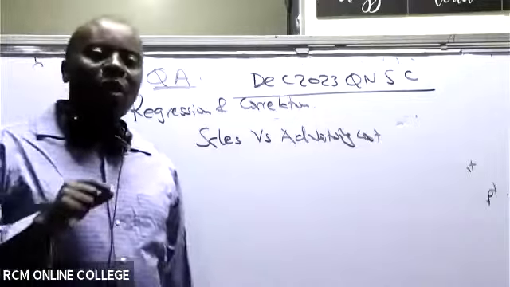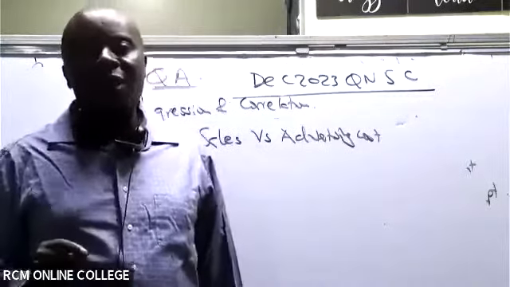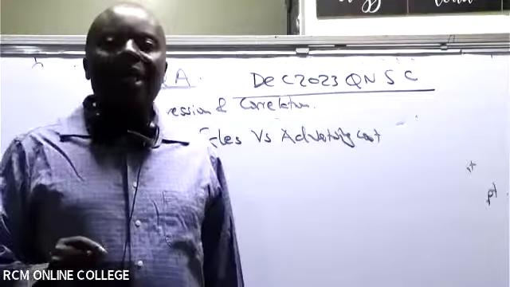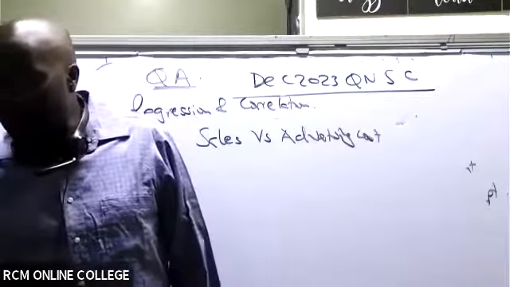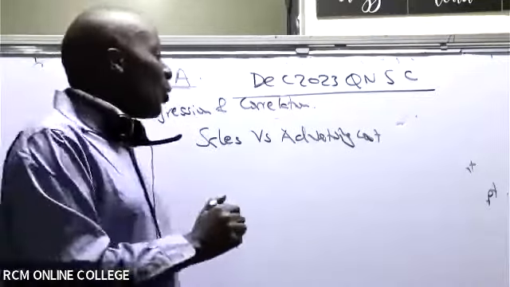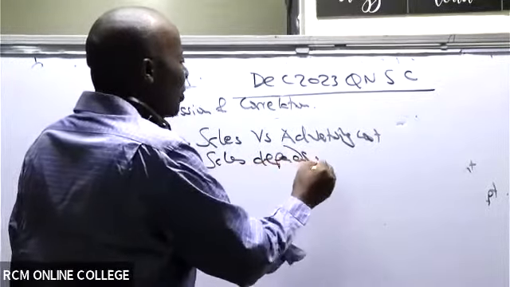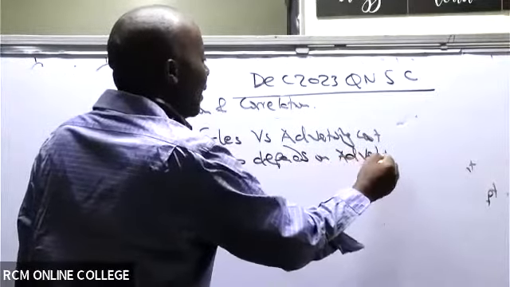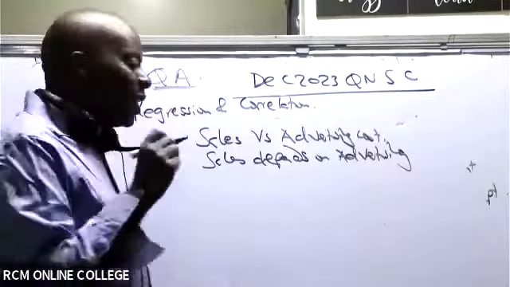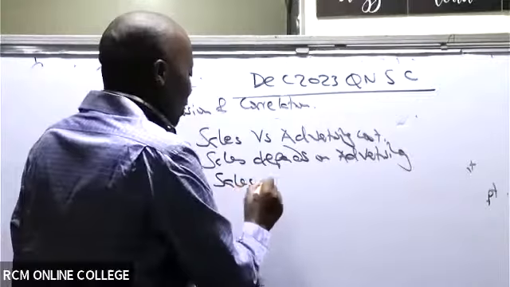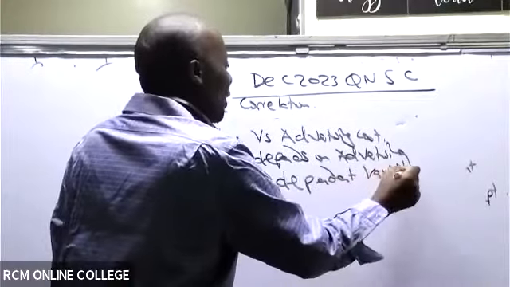Ladies and gentlemen, what I know is that if we are aggressively advertising, like RCM College, then the moment you aggressively advertise, sales will have to grow. Sales depends on advertising. Thank you very much, Sabrina. So sales depends on advertising, and therefore sales is the dependent variable.